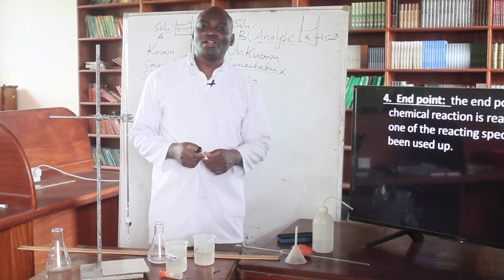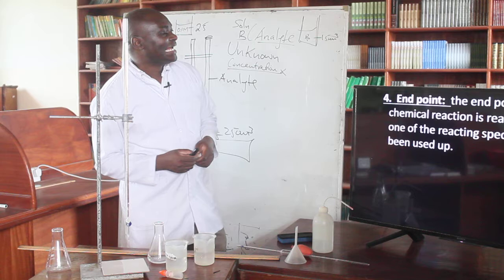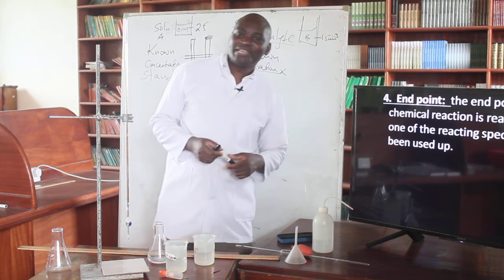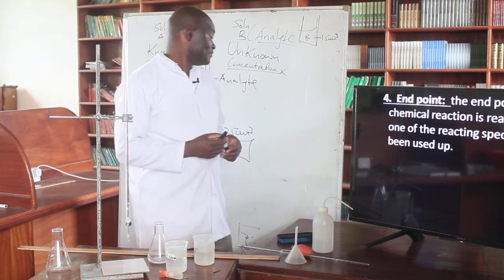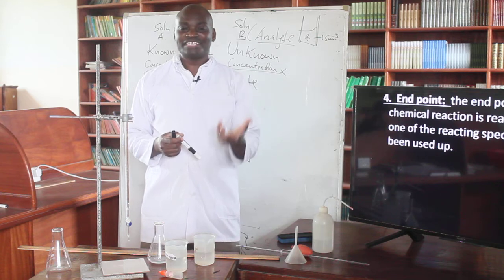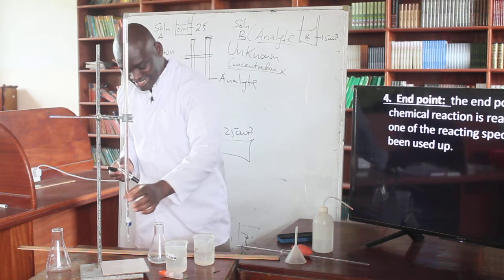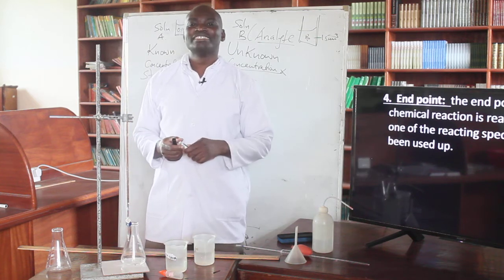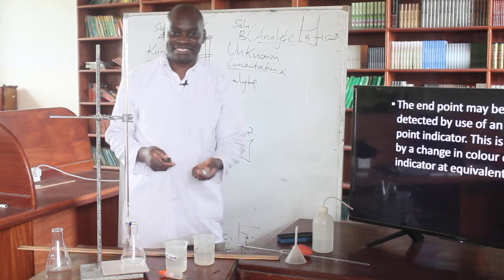So we have this thing that we call the end point in a titration, a term which we will be using commonly during our procedure here. Now the end point of a reaction is reached when the reaction is complete. When the reaction between the analyte and the standard is complete, then that point is called the end point. But how will you know that the reaction is complete?